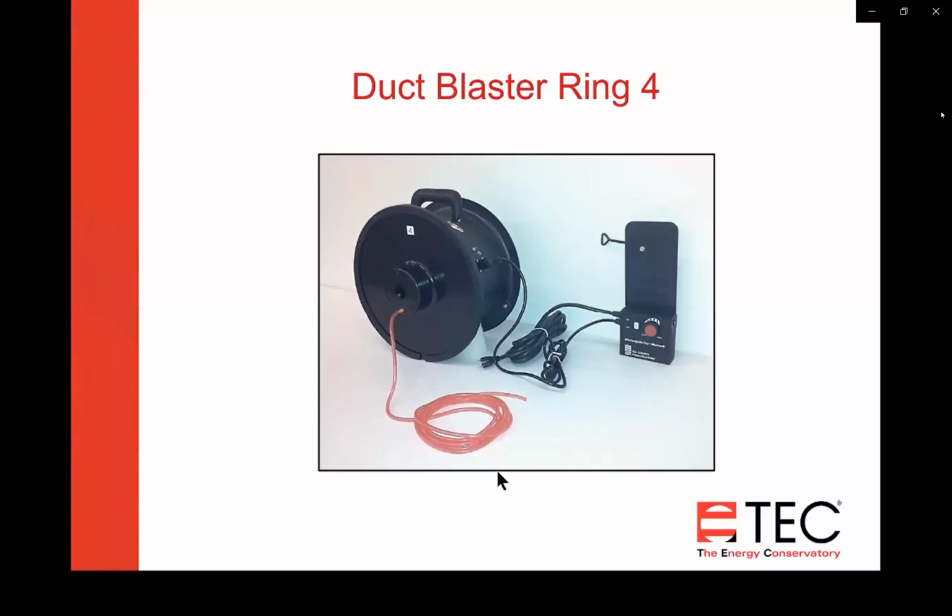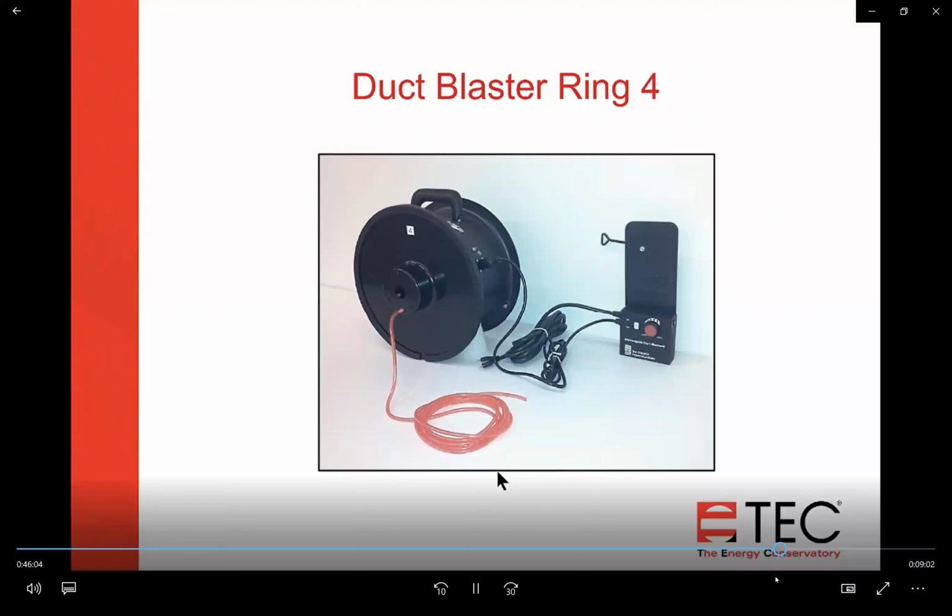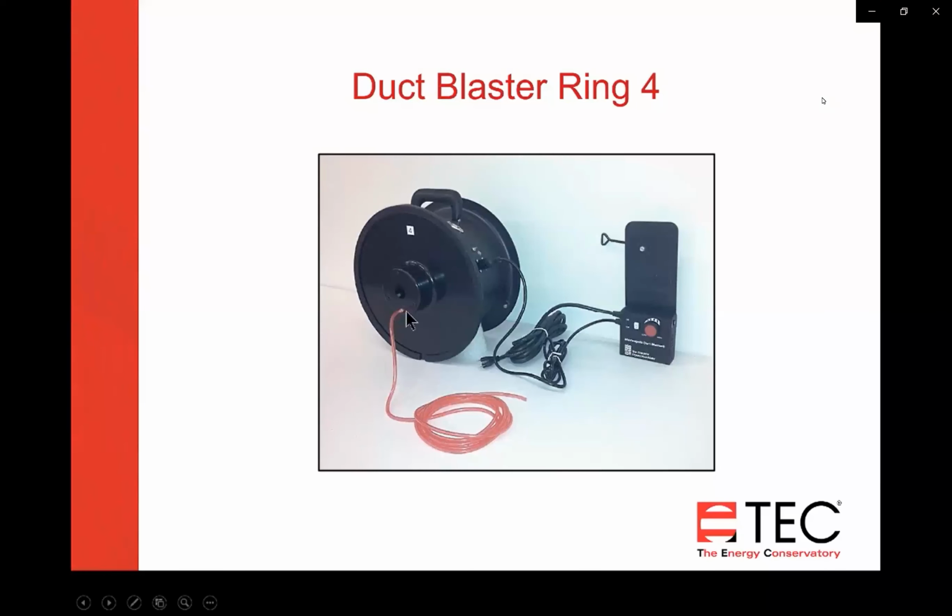We do have a ring 4 now for the duct blaster fan. It's an optional ring, and that allows you to read down to 2.5 CFM. The ring 3 goes down to 10. This allows you to get down to 2.5 CFM. And instead of connecting the red tube to the tap by the handle, you'll connect to a tap that's provided on ring 4. So you're just reading the pressure across that small hole in the fan.